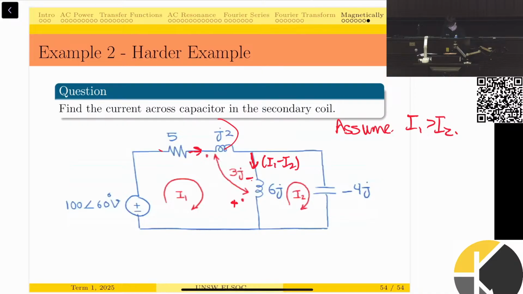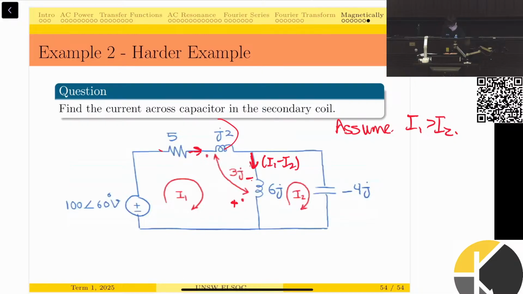Assume the direction of I2 is this way. You can, but in this case it's explicitly stated in the question, the I2. But if it's not defined, feel free to do that. The only difference in your answer will be if it actually was going the other way, you would just get a negative current, which tells you it was actually going the other way.